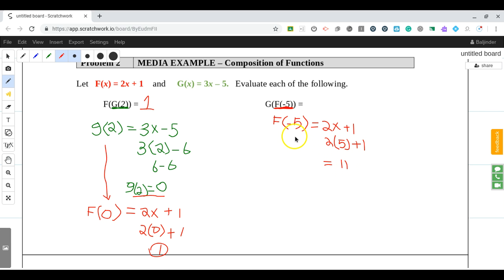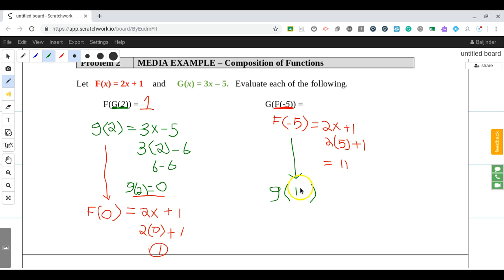Now we're going to use the g function to simplify. I'm going to use the green color. So technically, remember, we're looking for g of f of negative 5. So once we get an answer for f of negative 5, we're going to put that in here. Okay? Again, f of negative 5, we said that was 11.